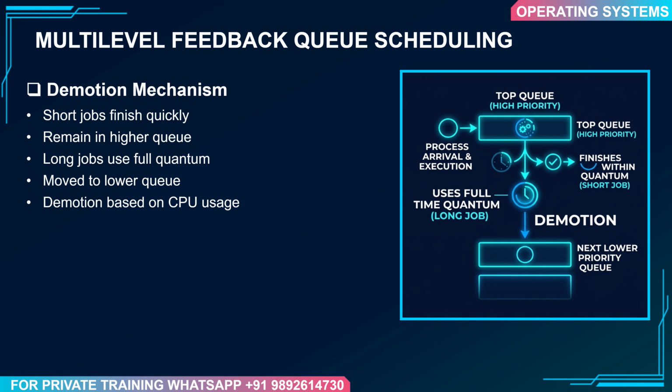Now imagine a process arrives and starts executing in the top queue. If it finishes quickly within its time quantum, that is great. The OS considers it a short job and keeps it at a higher priority. But if the process uses up its entire time quantum without finishing, the system assumes that it might be a longer job. So it moves the process down to the next lower queue. This process of moving down is called demotion.